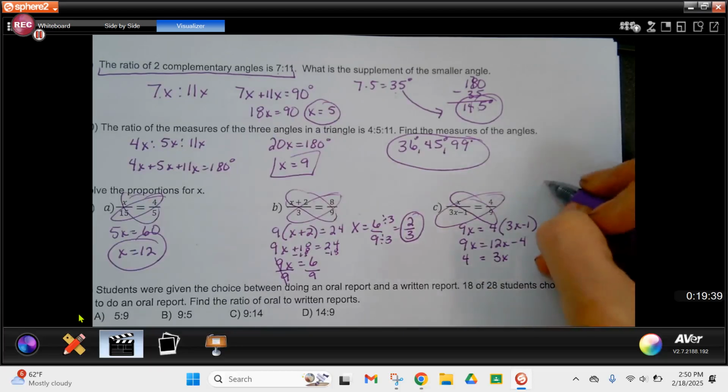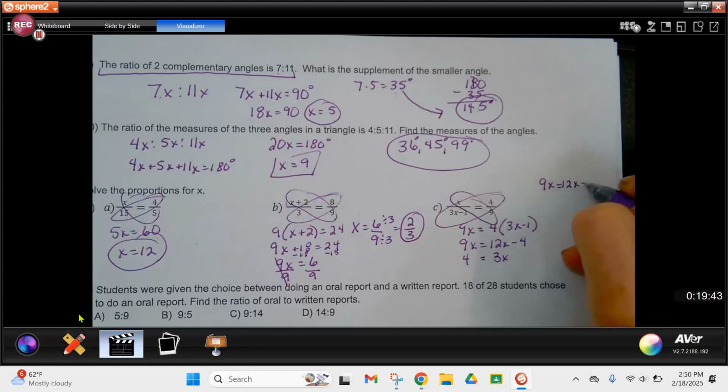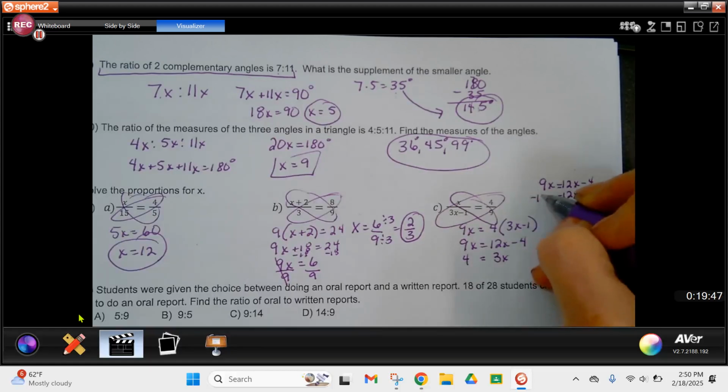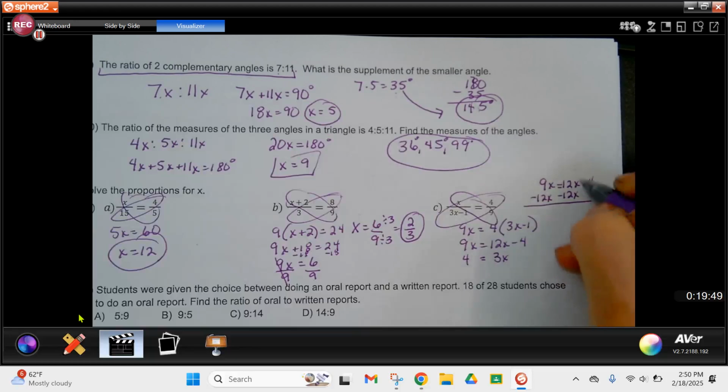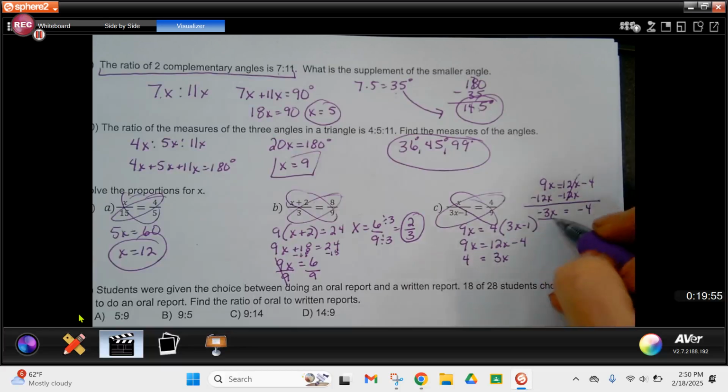So some of you did this, and I think this is just fine. You didn't move the one that was by itself, you moved this one. So you said negative 12x on both sides. And so you get negative 4 here, and you get negative 3x here. And that's great. Now just divide by negative 3, and we get positive x equals 4 over 3.